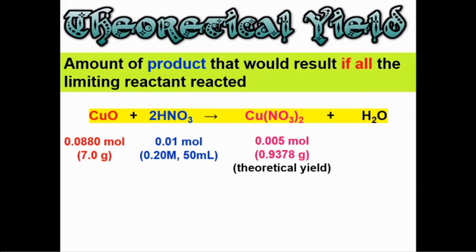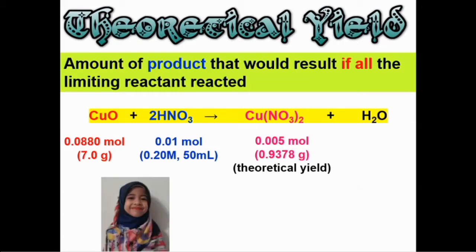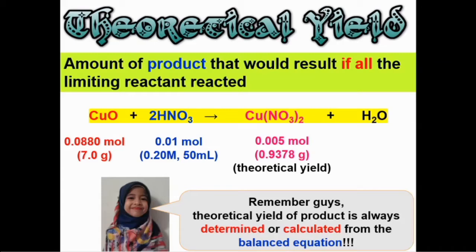This yield here is what we call the theoretical yield. Remember, theoretical yield is the amount of product that would result if all the limiting reactant reacted. And remember, guys, this theoretical yield of product is always determined or calculated from the balanced equation. That is theoretical yield.